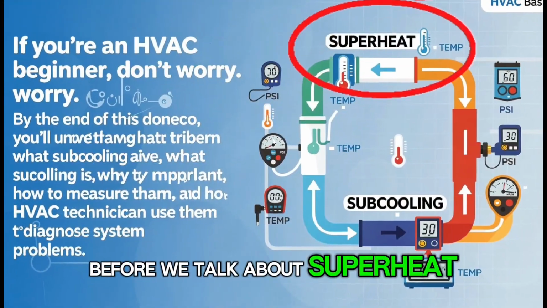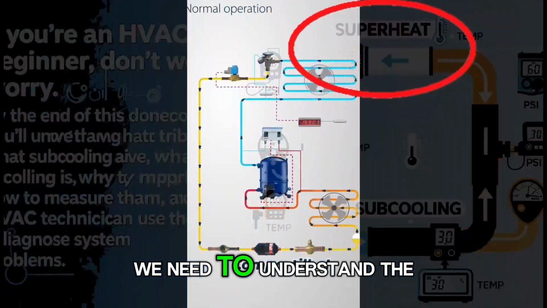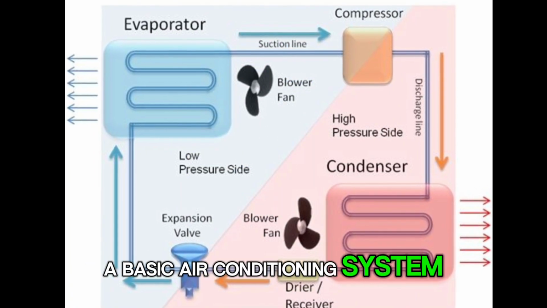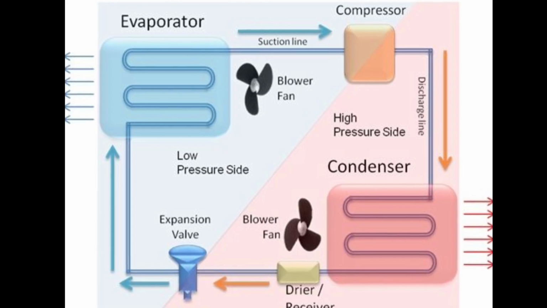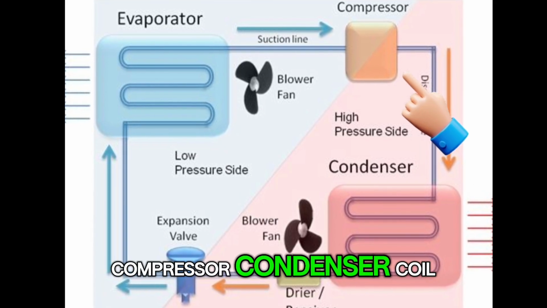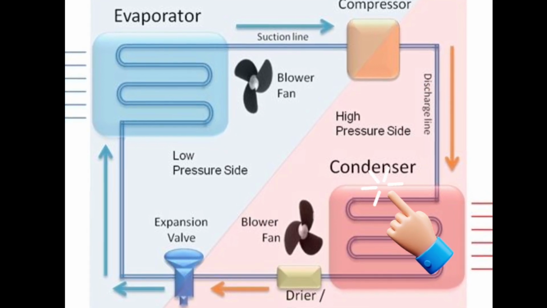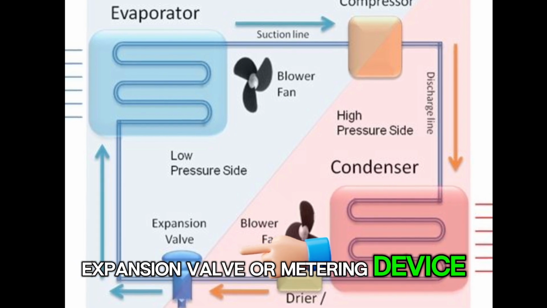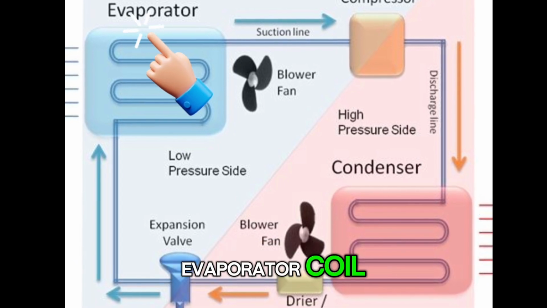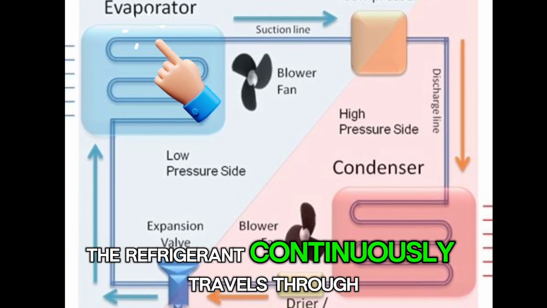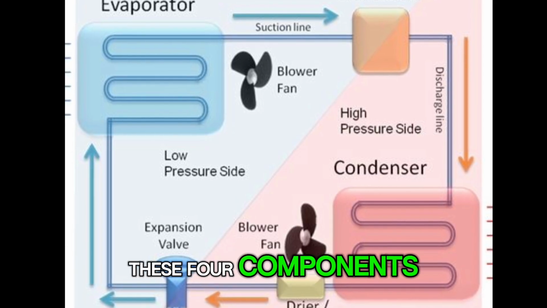Before we talk about superheat and subcooling, we need to understand the refrigeration cycle. A basic air conditioning system has four main components: compressor, condenser coil, expansion valve or metering device, and evaporator coil. The refrigerant continuously travels through these four components.